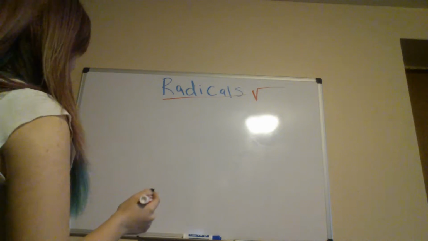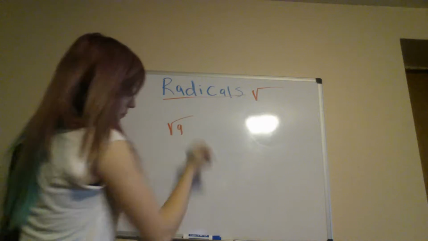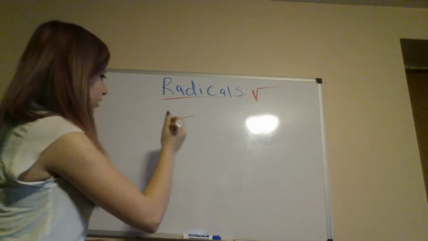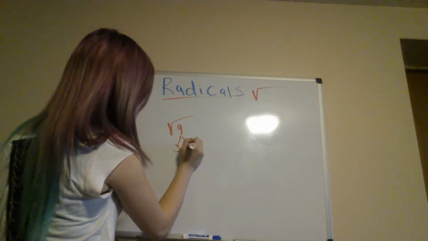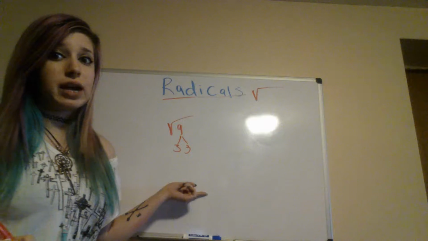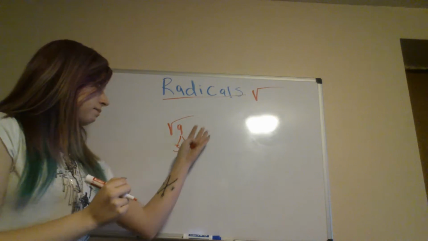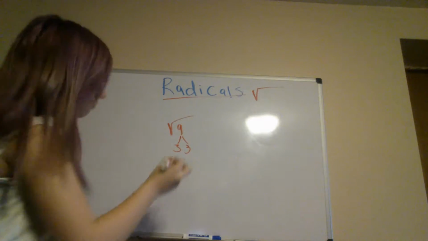So, let's see. Square root of 9. Right? That breaks up pretty nicely, very nicely actually, into 3 and 3. You don't have to do the factor tree if you already have it memorized, but I'm just doing that so that you guys can see where I'm getting this from.